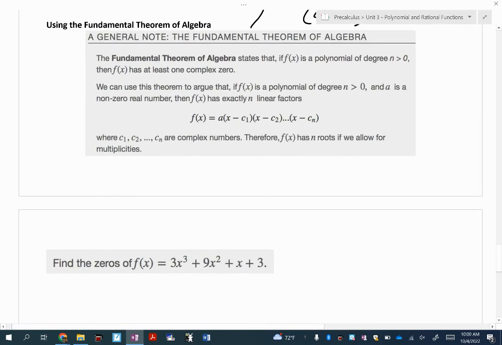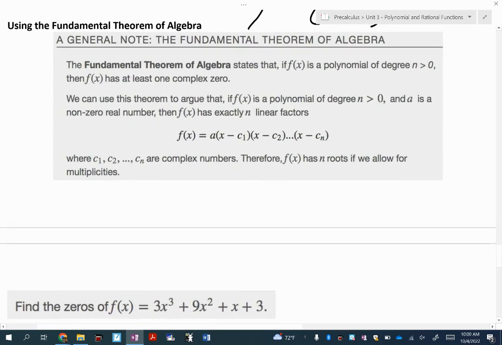Let's make sure we understand the fundamental theorem of algebra. I just mentioned it. It just means that whatever your highest exponent is, that's how many solutions you're expecting to see.